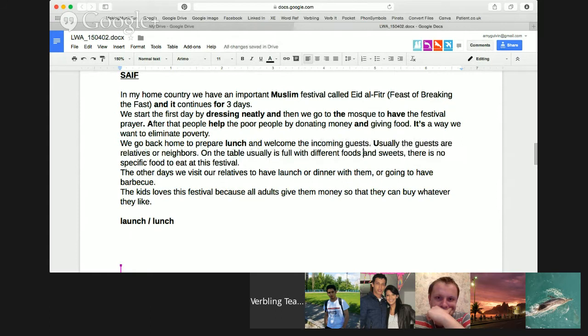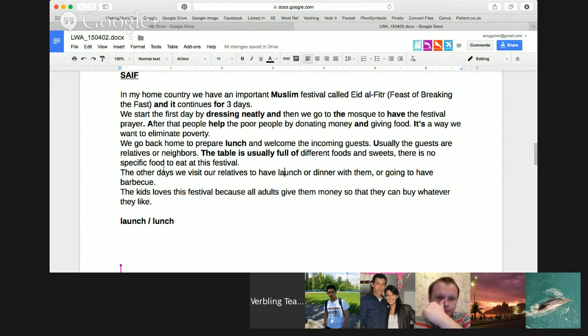Usually the guests are relatives or neighbours. On the table, okay, you can't say on the table and then it is full. You could say the table is usually full or on the table is different. Let's put the table is usually full. That's what I'd say. It's usually full of something. The table is usually full of different foods and sweets.